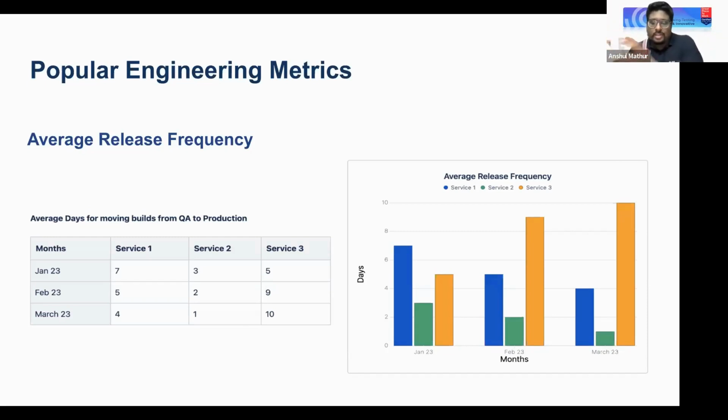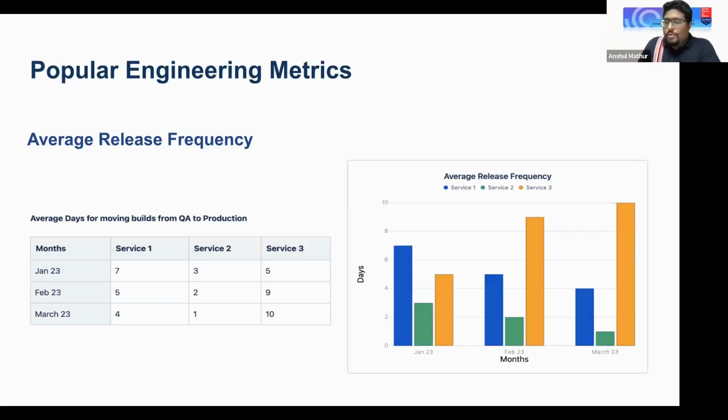If you see on the right side of the screen, over a period of 3 months, we have captured that there is one microservice, service 1, where the average release frequency is going down, right? Which is basically the frequency is going up, that's the correction. The number of days it takes for a build to be taken from QA to prod is going down, right? It's a positive trend. While for service 3, it's a negative trend.